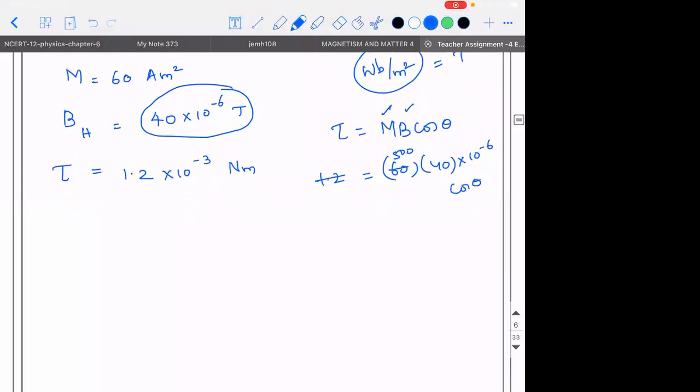So this will be 550 here. This will be 120 by 100, or 12 by 10. So this will go 5 times, so 50. So cos theta will be equal to 1 divided by 2000 into 10 power minus 6. So how much is the answer?